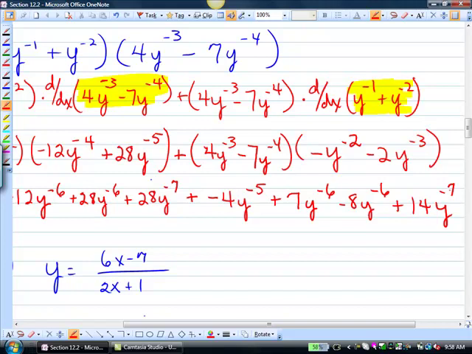Lots of stuff. Lots of stuff. I need a little bit more room. Cool. Okay.